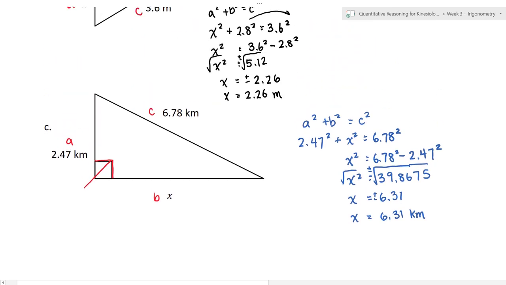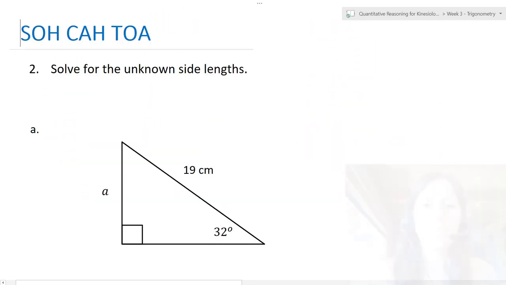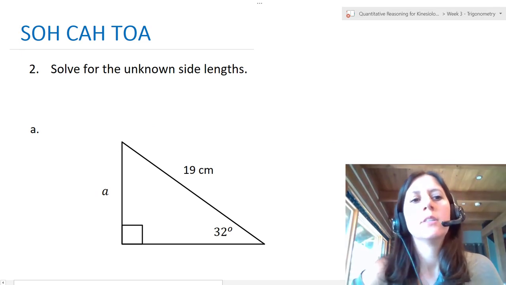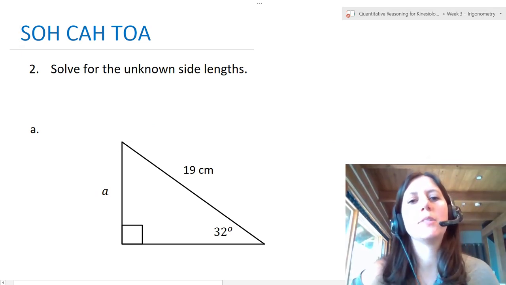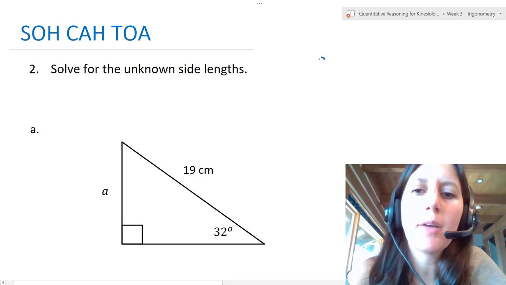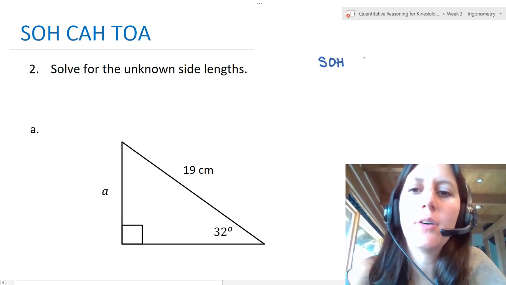All right, so that was question 1. Let's move on to question 2. So in question 2, we're going to be using Sohcahtoa. So I'm going to write this out on the side here. Sohcahtoa.